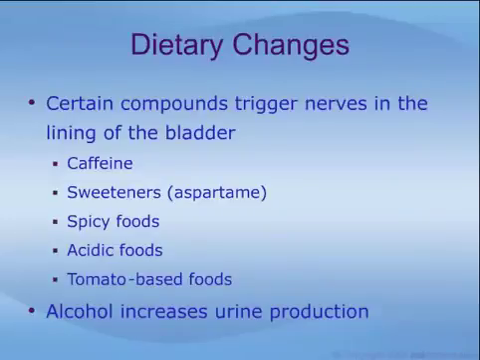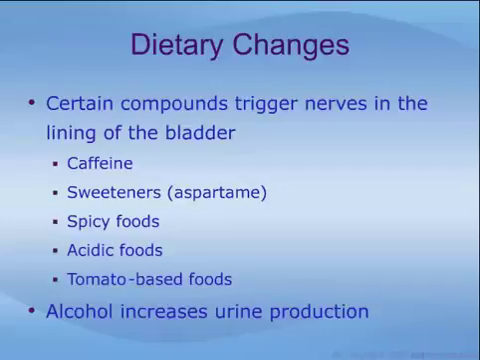Certain compounds may trigger nerves in the lining of the bladder, worsening OAB symptoms. These are known as bladder irritants. Caffeine by far is the biggest culprit, and it has been shown that reducing caffeine can improve the symptoms of OAB. This may be true for other foods, however it varies among individuals.